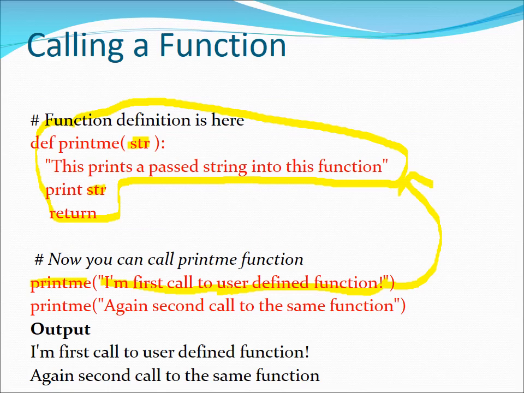this is the function definition or the body of the function. Then we can call the function like this: function name followed by the argument or the parameter, and the parameter is passed to this variable str. When you call this function, it will pass the argument to this str and it will print the string which is passed from the calling module. So this is how the calling performs in a function.